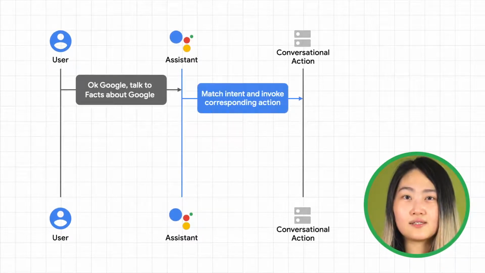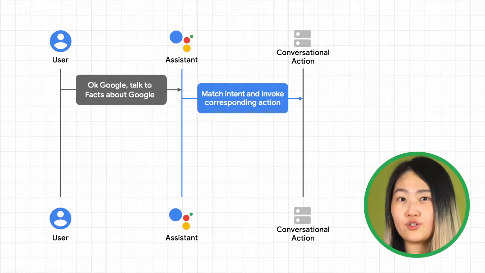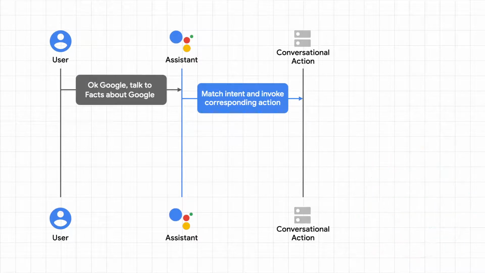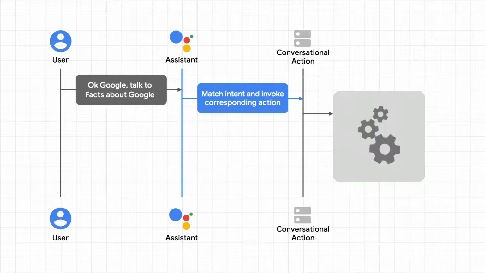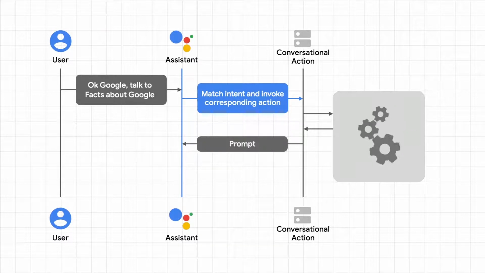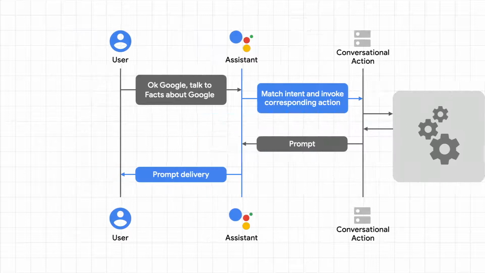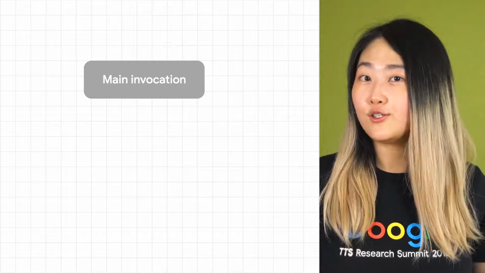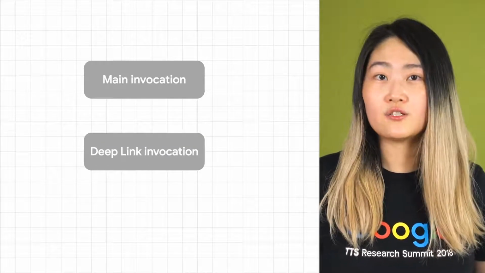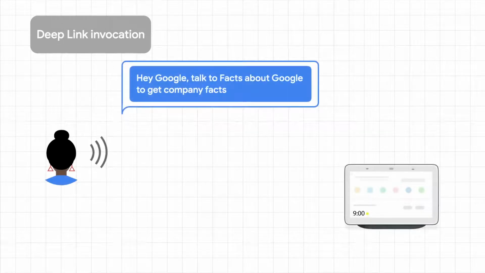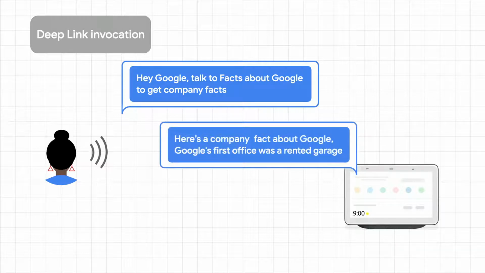The Assistant processes the user's request through natural language understanding. Then the action needs to generate a prompt and send that to the Assistant. Typically, this is a greeting or informational prompt that guides the user on how to converse with the action. Every actions project has a main invocation, but you can also define additional deep link invocations. These invocations let users begin conversations in different ways and go straight to different functionalities of an action.